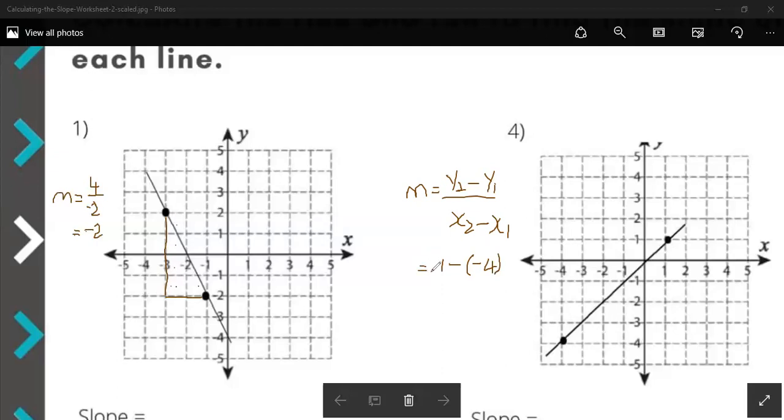So we're going to find out what the run is now. And the run is the horizontal values, which are the x values. All right, so let's do that. So our x2 value, x2 at the top, is 1. So our x2 value minus our x1 value, the bottom there, and that is -4. So we're going to put that -4 in bracket.